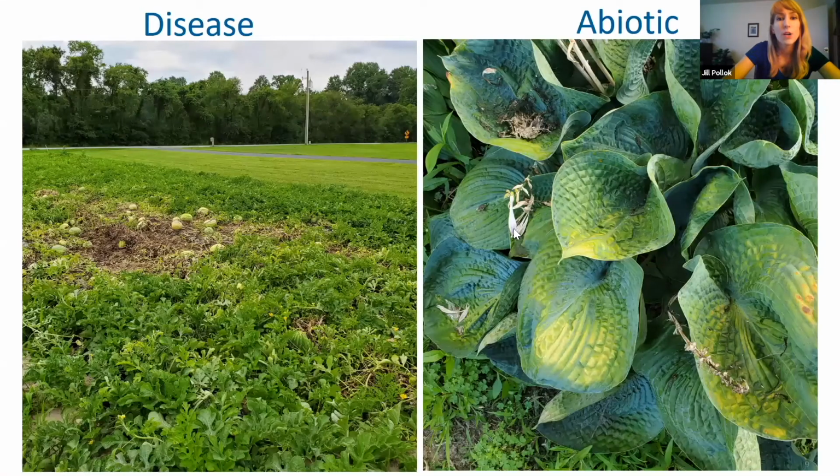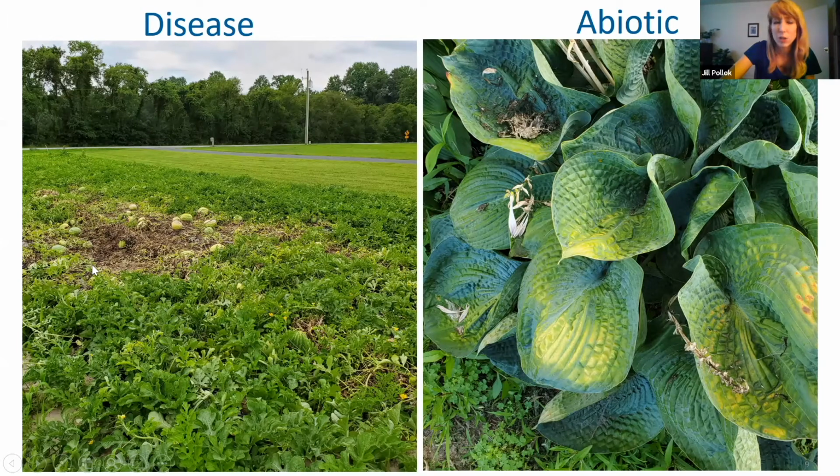So here on the left is a picture of a disease pattern or distribution, and on the right is an abiotic or not biotic distribution. So on the right side, disease distributions are often random or scattered, or they happen in localized spots. I know this isn't ornamental. This is a watermelon field. You can see here it follows no pattern. It doesn't go along the rows.